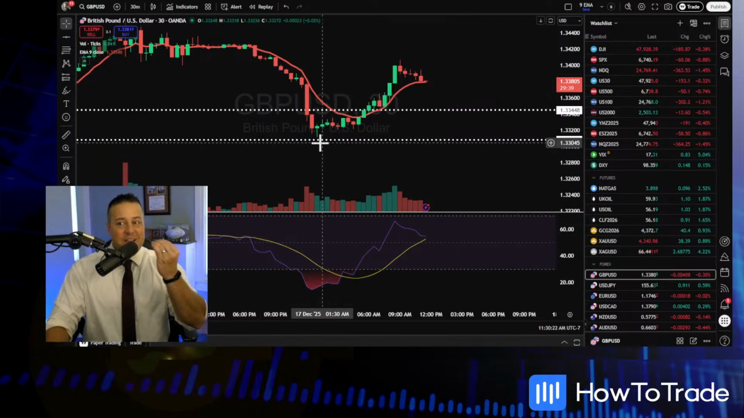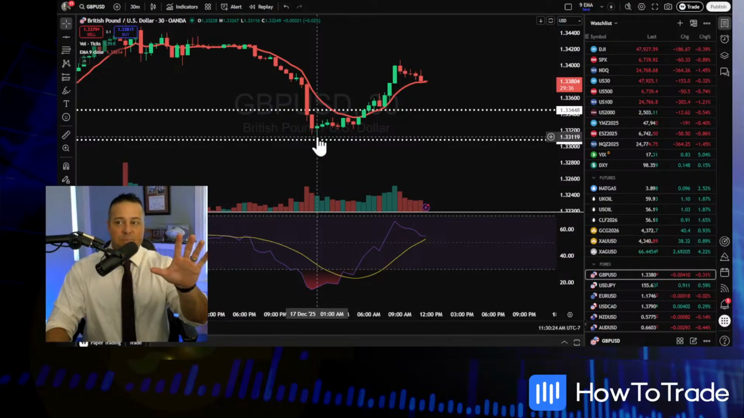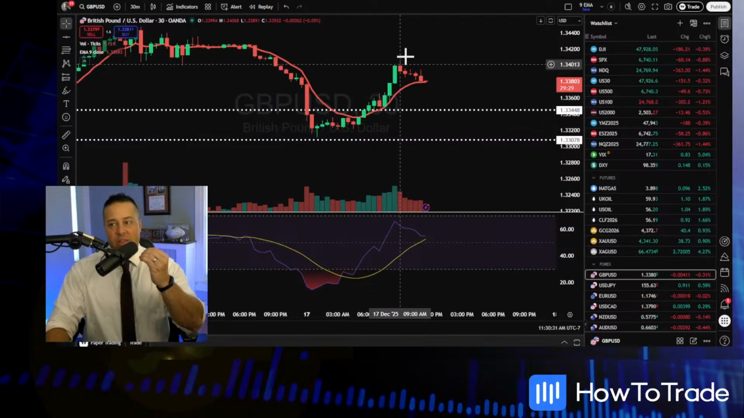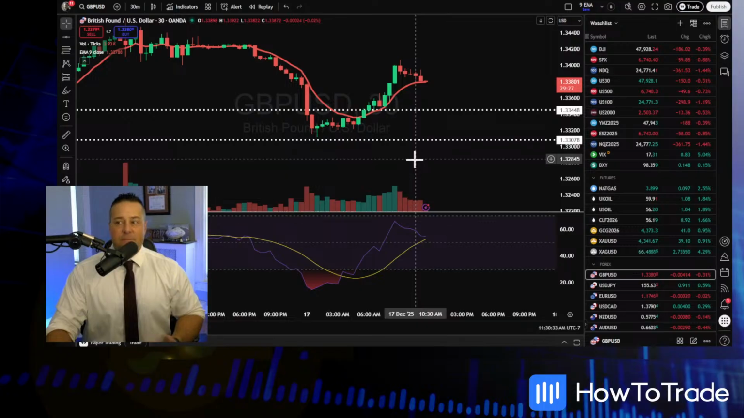Oversold territory, we set our stop loss. By far the most important part of this strategy. By far the most important is setting rock solid stop losses, and then we're just patient for our entry, and then we get it. Pretty good stuff.